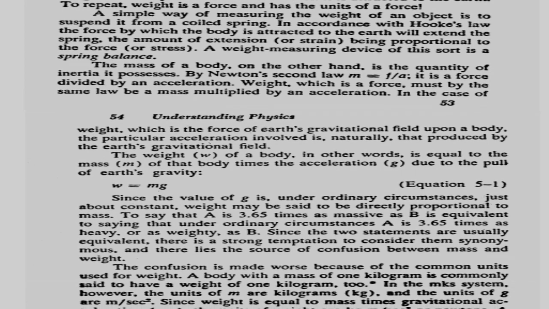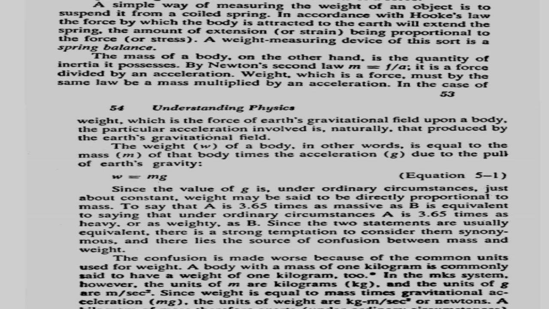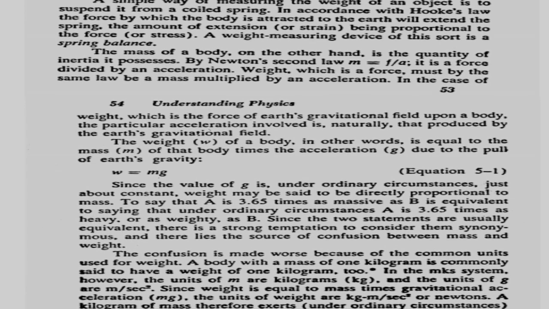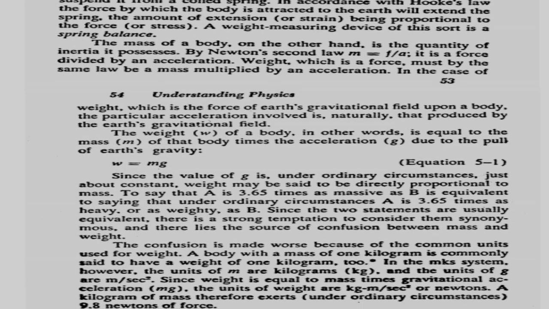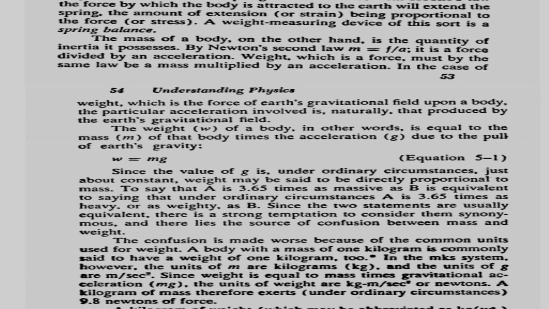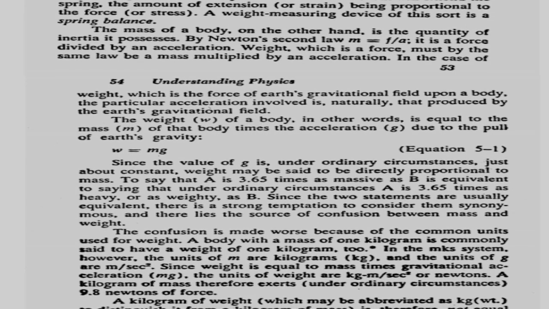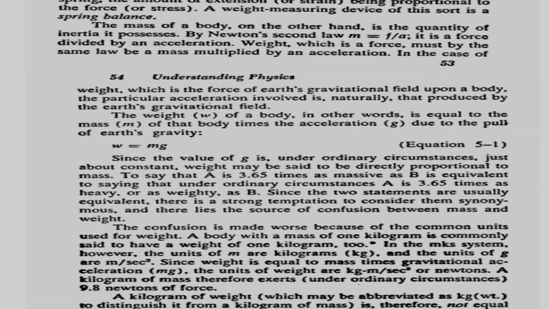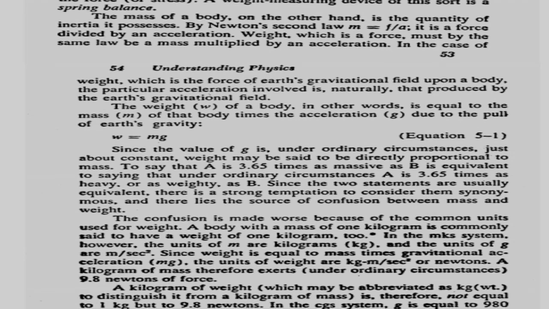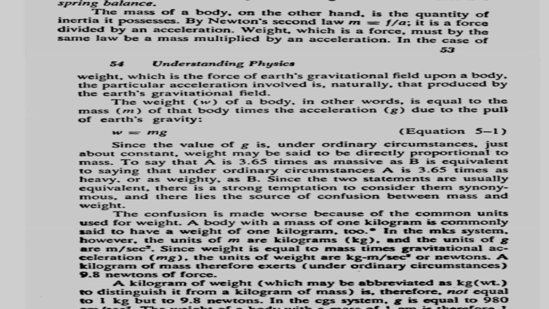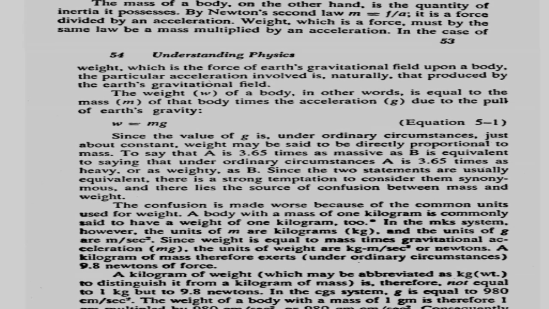In the case of weight, which is the force of Earth's gravitational field upon a body, the particular acceleration involved is, naturally, that produced by the Earth's gravitational field. The weight, W, of a body, in other words, is equal to the mass, m, of that body times the acceleration, g, due to the pull of Earth's gravity. W = mg.